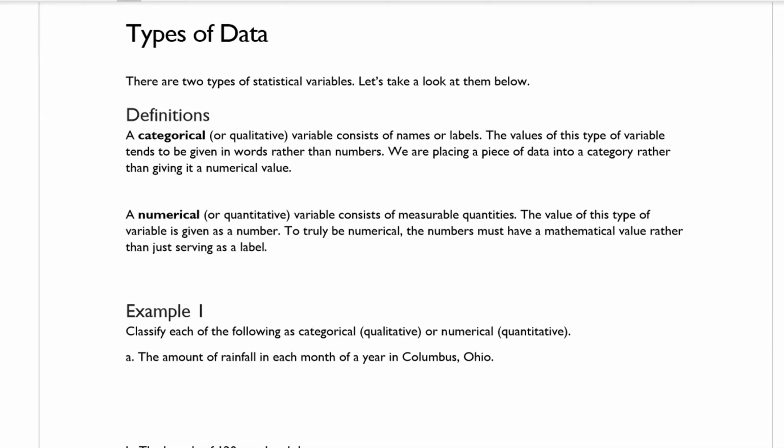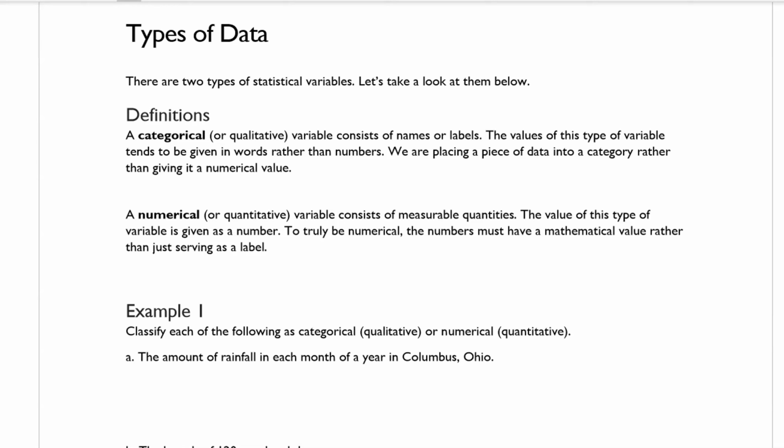A numerical or quantitative variable consists of measurable quantities. The value of this type of variable is given as a number. To truly be numerical, the numbers must have a mathematical value rather than serving as just a label.